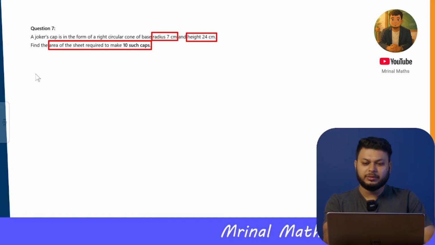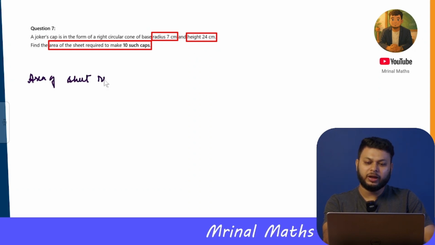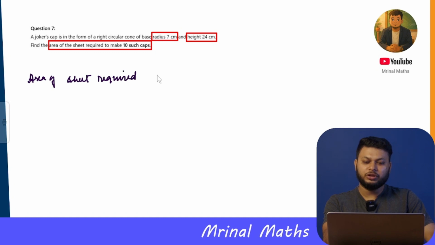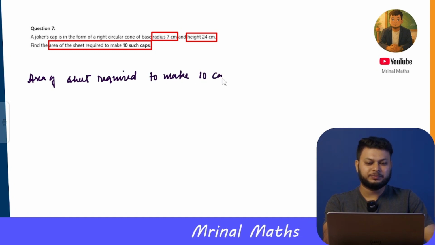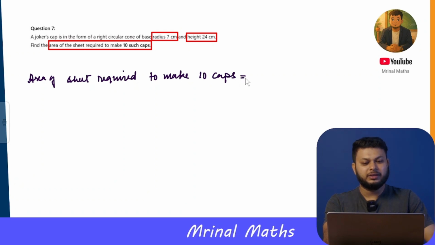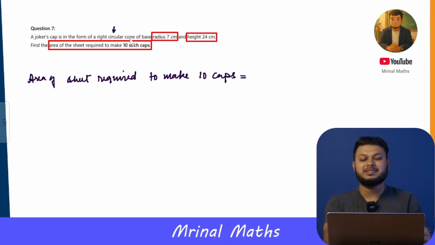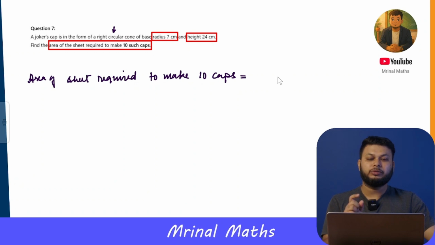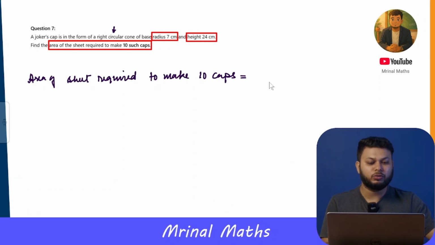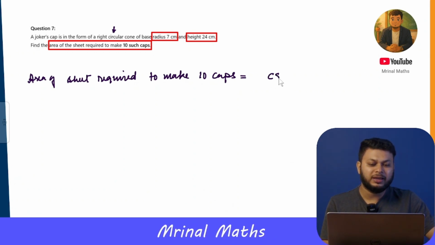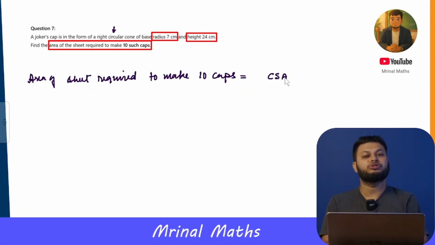Area of sheet required to make 10 caps. So all the caps will be in the shape of a circular cone. Now to calculate the area of one circular cone, we use the formula CSA, which is pi r l.